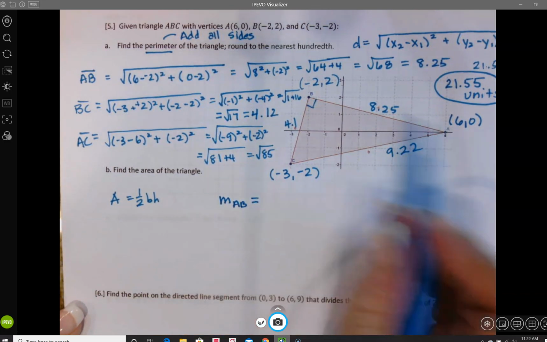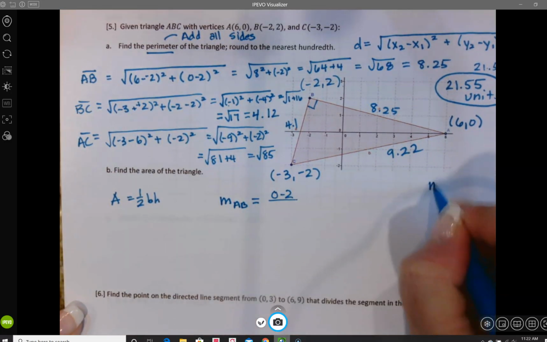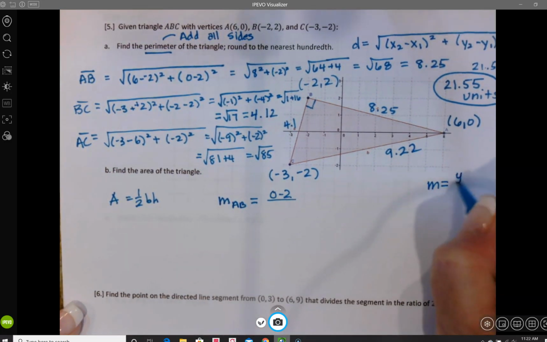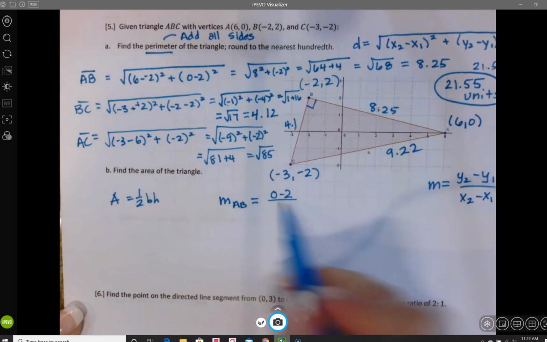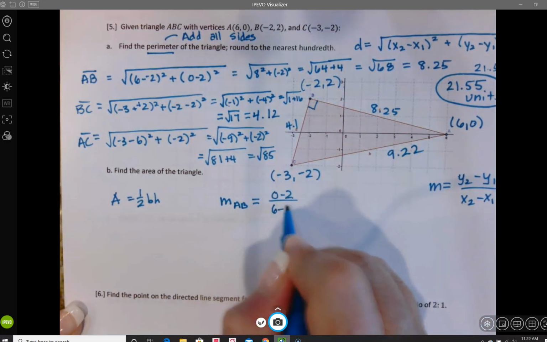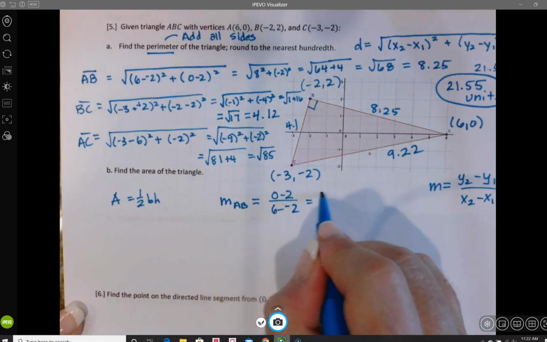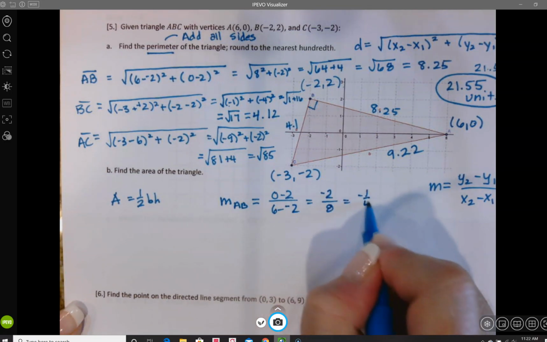So I'm going to subtract my y's, 0 minus 2. Remember, slope formula, let me write it over here, is y2 minus y1 over x2 minus x1. So I'm doing 0 minus 2 and 6 minus negative 2. So I get negative 2 over 8, which reduces to negative 1/4.